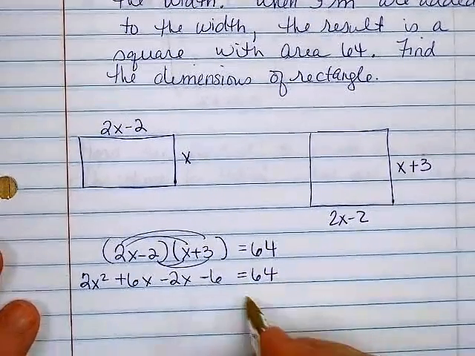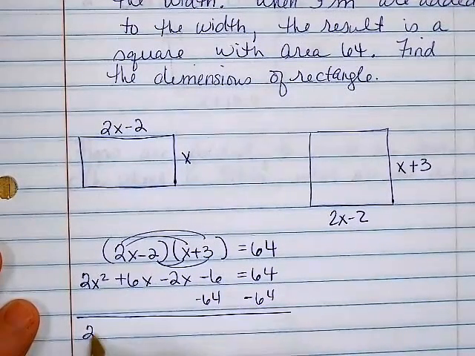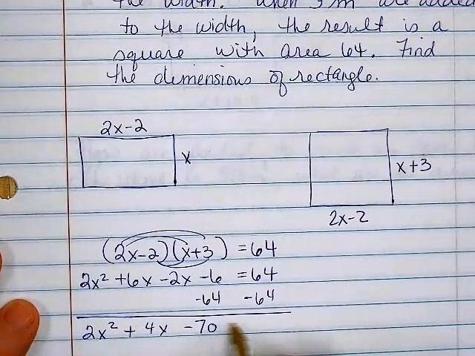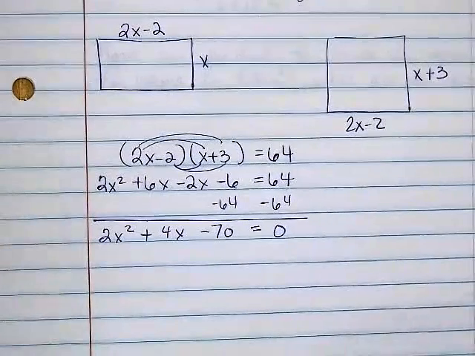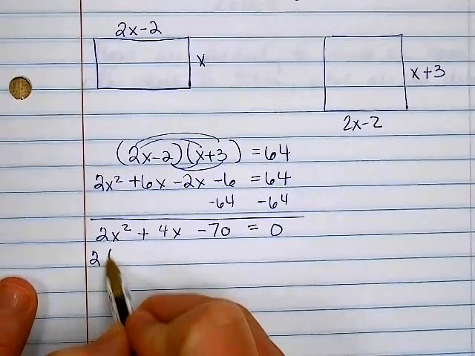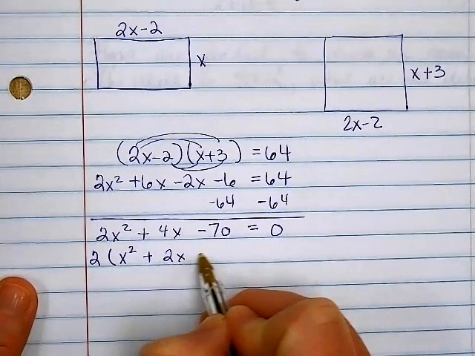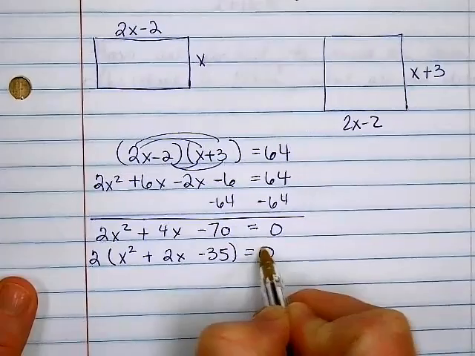I'm going to move the 64 over, clean up this side, so it's going to say 2x squared plus 4x minus 70 is equal to 0. Now I notice that 2, 4, and 70 are even. My life's going to be a lot easier if I can reduce those numbers down, so I can factor a 2 out of that. And it'll say x squared plus 2x minus 35 equals 0.